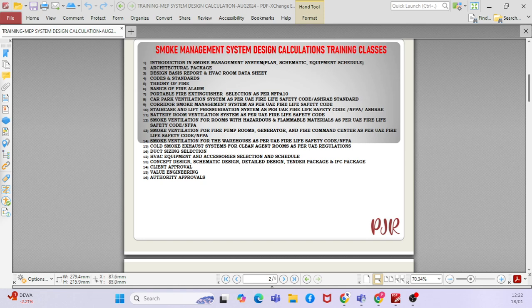Then we have staircase and lift pressurization, and how to calculate the fan capacity. First of all, where do you need staircase pressurization? For some staircases, staircase pressurization and lift pressurization are not required. In some areas, staircase and lift pressurization is required. In which areas, that we will study. Then you have the battery room ventilation system, smoke ventilation system, and rooms with hazardous material. So these are the areas where you will do the smoke management system, right? Is that clear? Clear, sir.